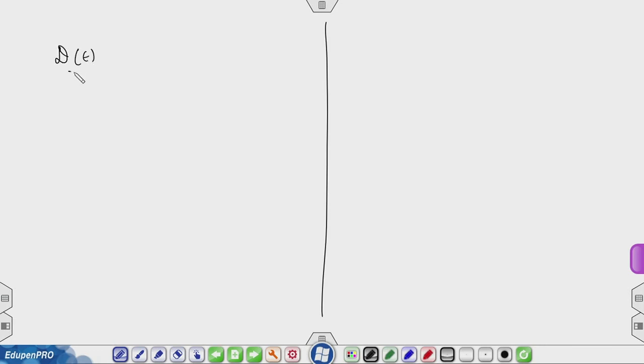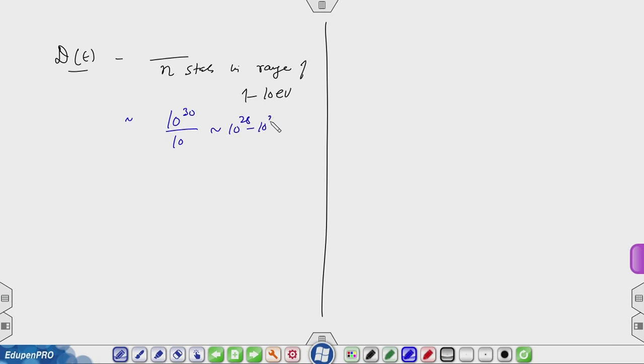Density of states, there are roughly n states in the range of 1 to 10 eV. So, I can say that D(E) is of the order of 10 raised to 30 by 10, so 10 raised to 28 to 10 raised to 29 per unit energy per unit volume. That is the density of states we are talking about.